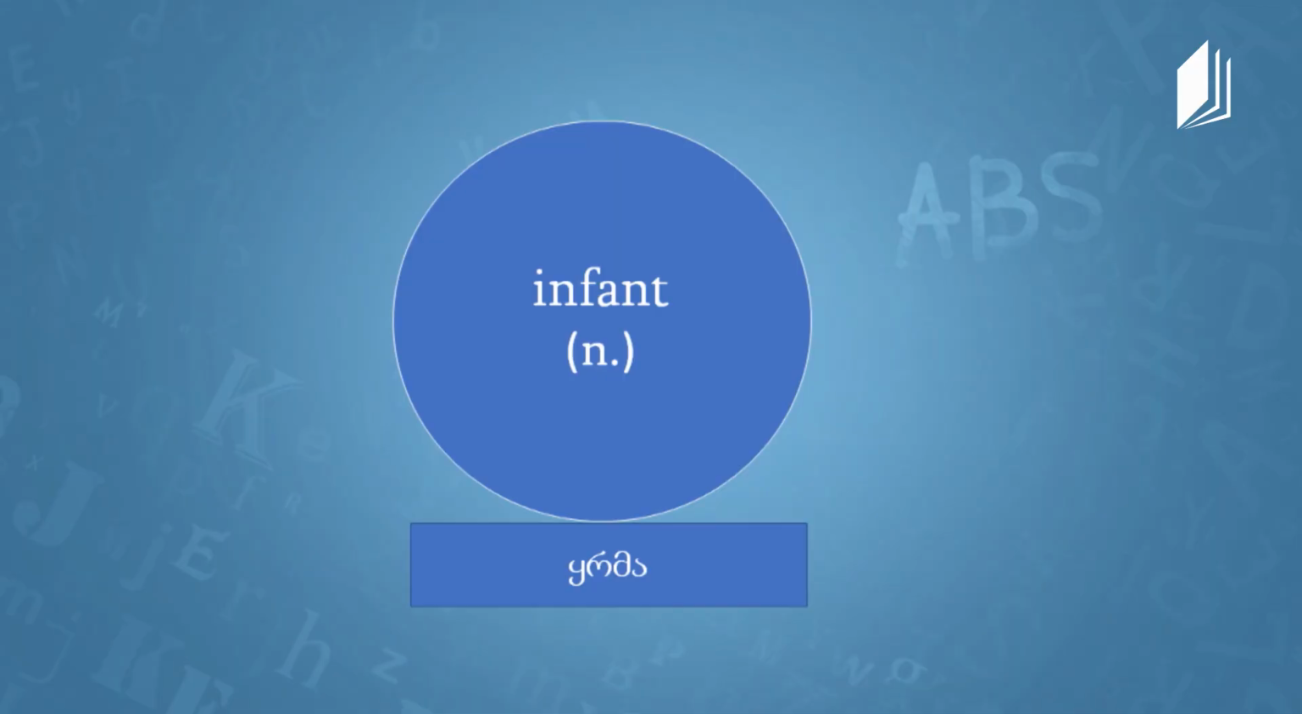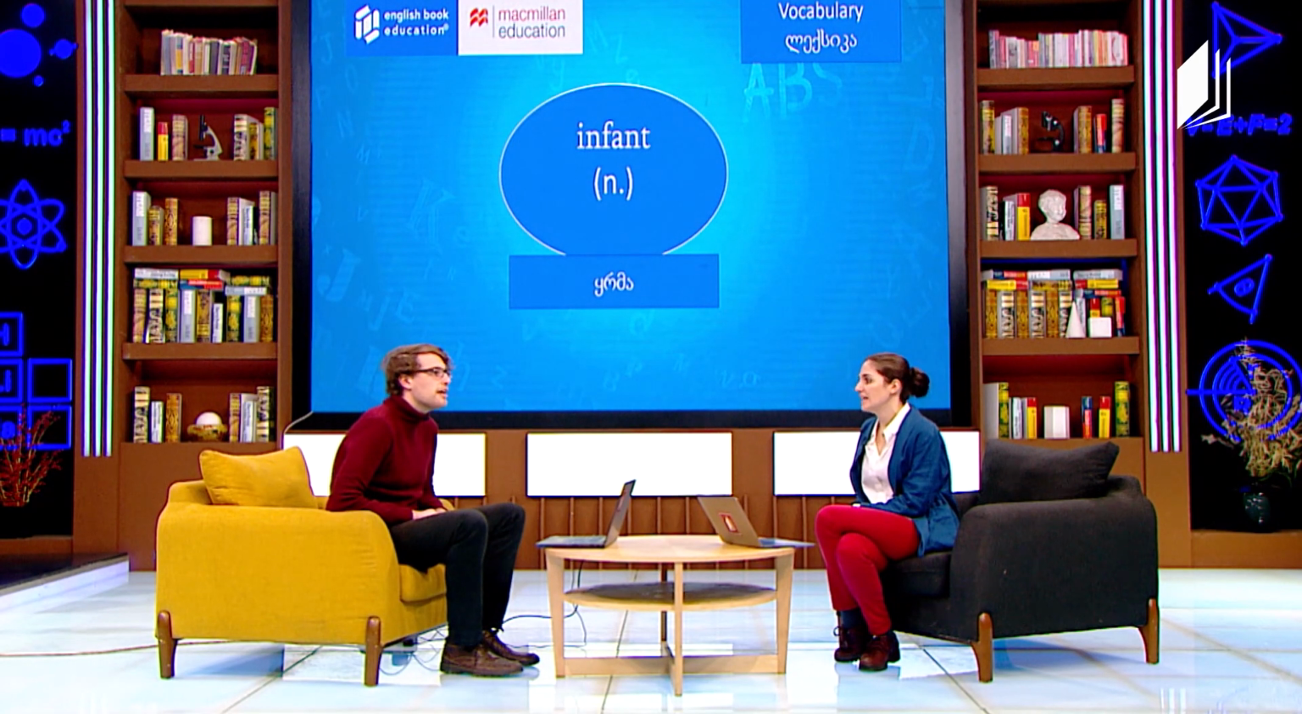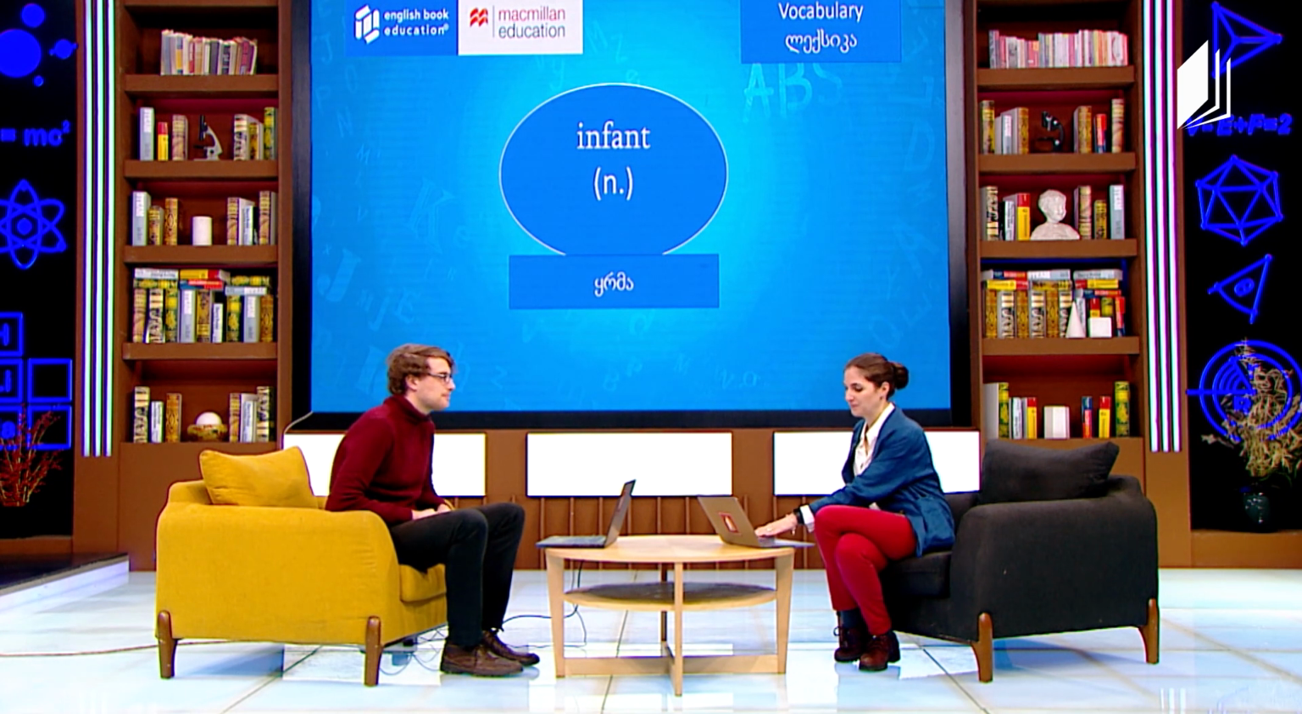And next we have infant, and it is a noun, and it means a child from 1 to 2 years old. Infant in Georgian means ღრმა. Infant, ღრმა.